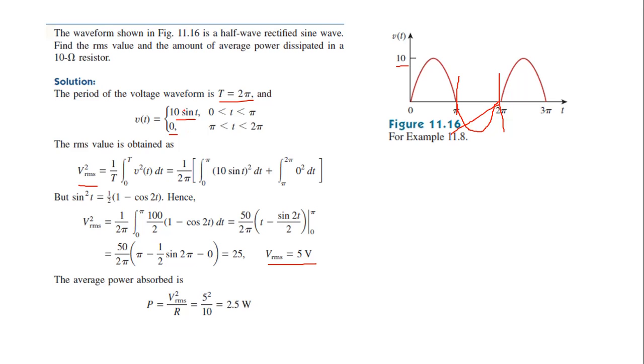Now we have to find the average power dissipated in the resistor. The average power is VRMS squared by R, right? That is 5 squared by 10, so we get the power as 2.5 watts. This is the value of the average power dissipated in the resistor.